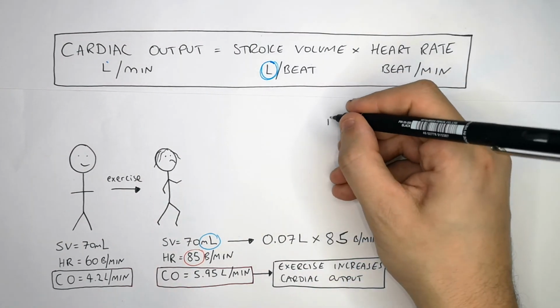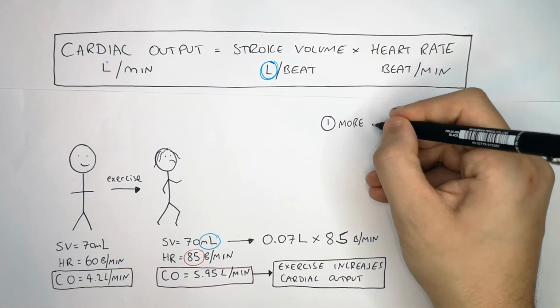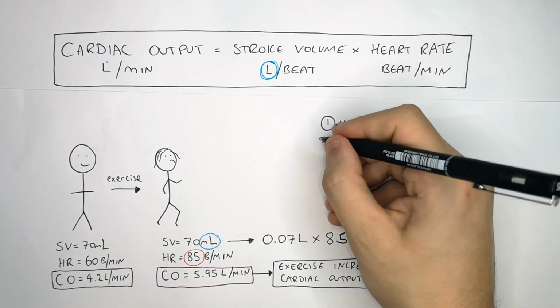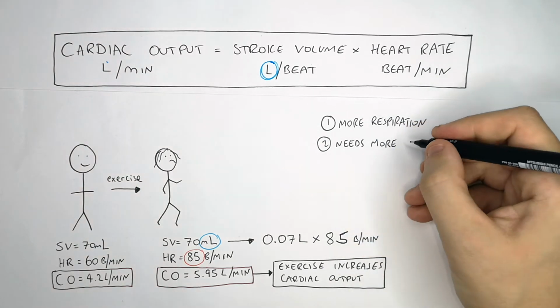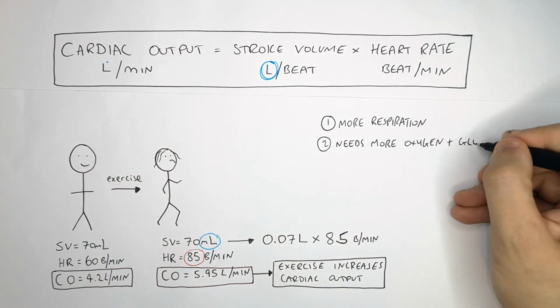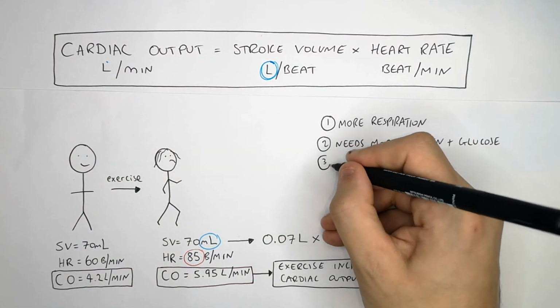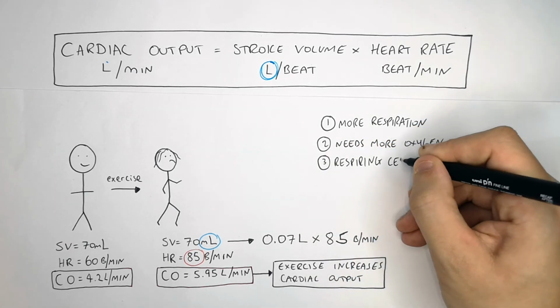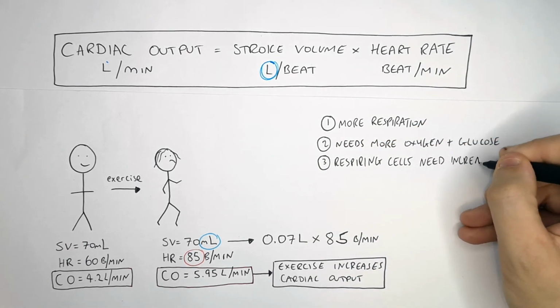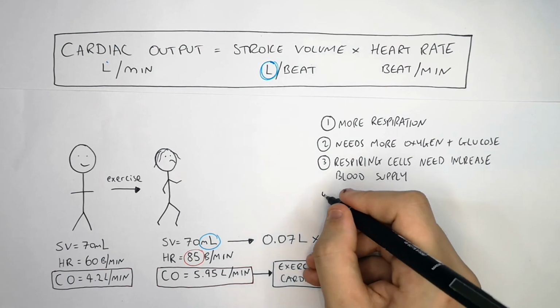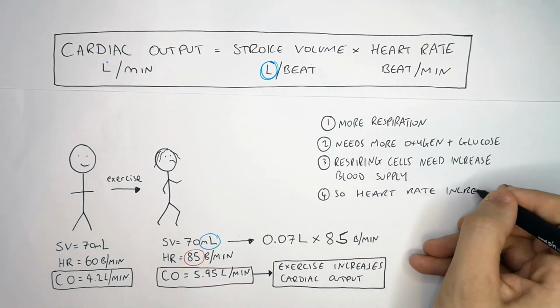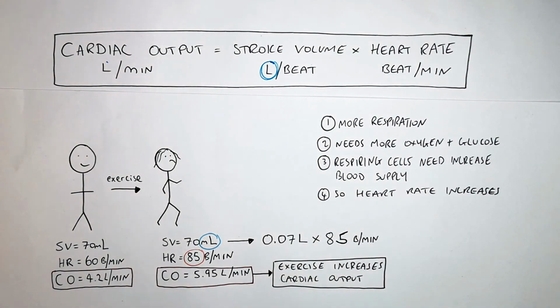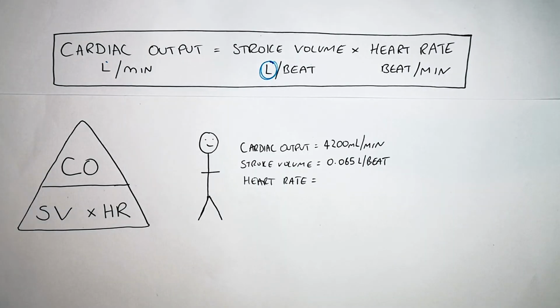Well, if you exercise, your cells need an increased rate of respiration. Therefore, they need an increased supply of oxygen and glucose to the respiring cells. Therefore, respiring cells need an increased blood supply, so that means heart rate has to increase the blood supply to respiring cells. Pause the video to calculate the heart rate of this person using their cardiac output and stroke volume.